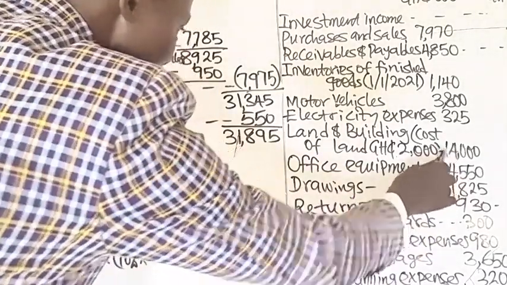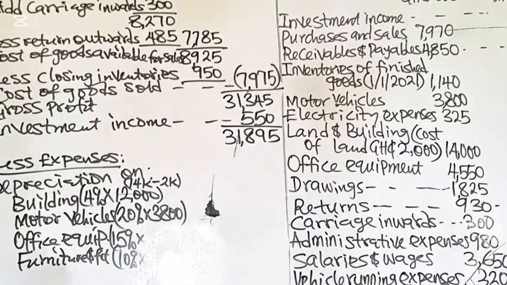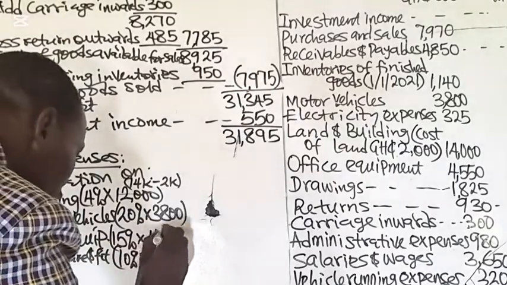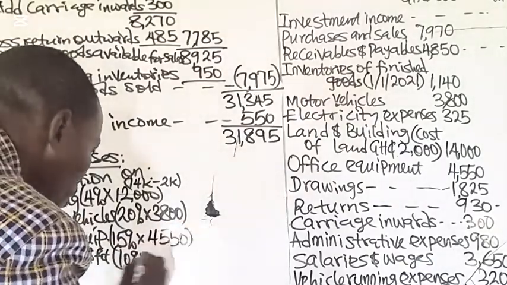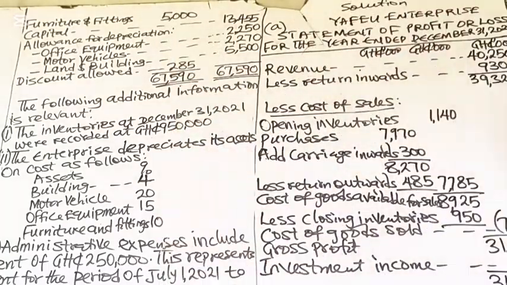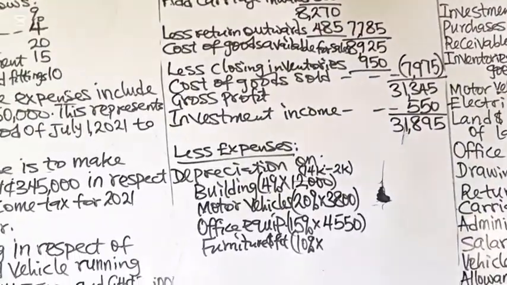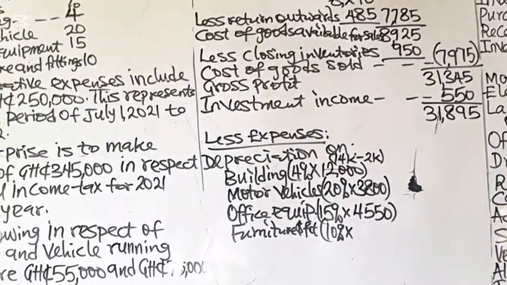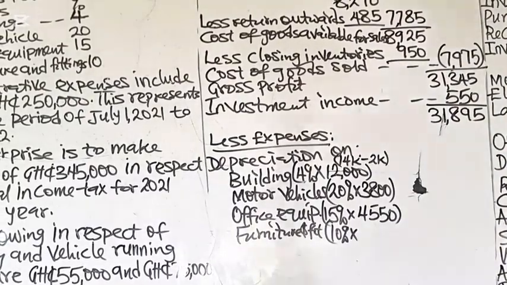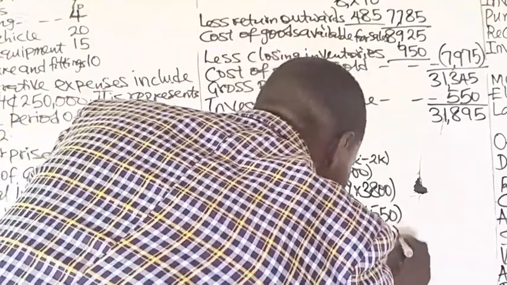So bear that in mind. The office equipment cost is 4,550. The cost of furniture and fittings is 5,000. So the depreciation will be calculated on the cost of furniture and fittings of 5,000.